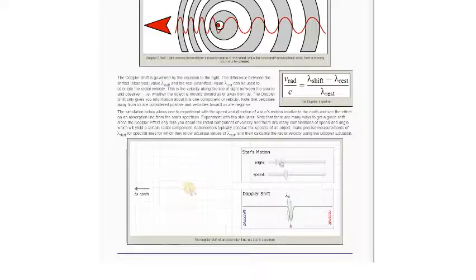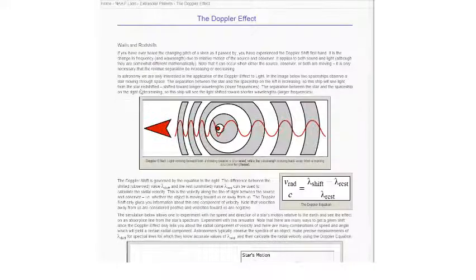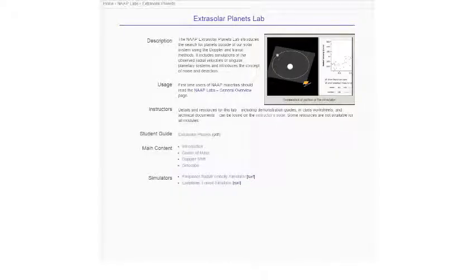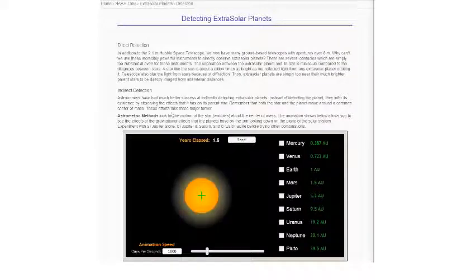Now you can change the angle. You can make it move away. You can make it move toward. You can change the speed at which it's moving, and that will change the amount of shift. I encourage you to play around with that to understand fully what a Doppler shift is, because without understanding a Doppler shift, we wouldn't be able to use one of the fundamental techniques, which is the radial velocity method.